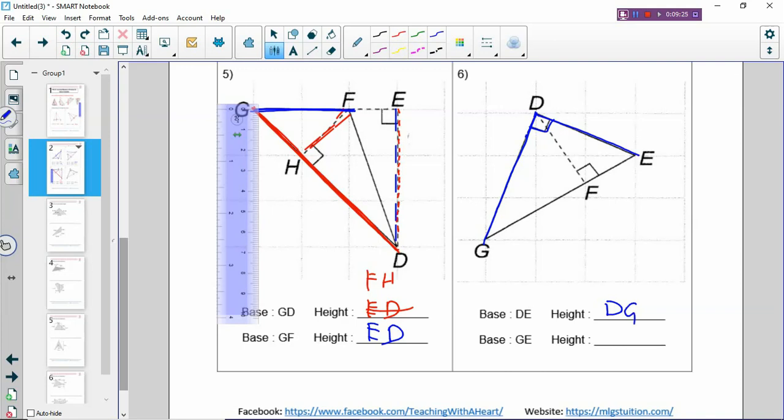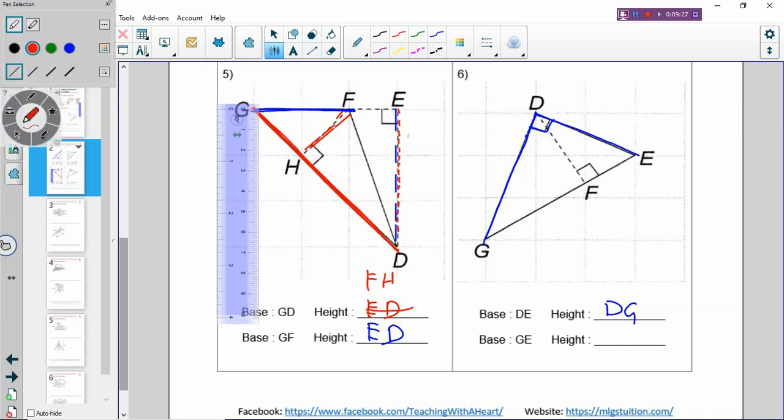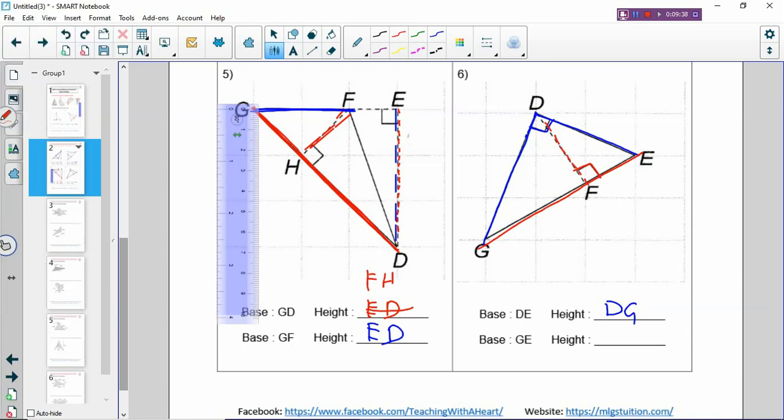And if the base is GE, okay, so let's look at the base, which is GE. Then where's the height? The height will be here because there's a right angle box. The height will be the dotted line, and the dotted line is right angle to the base. So every time you see a right angle box, the height is somewhere near. It's very near. So you get DF. So the height is DF.